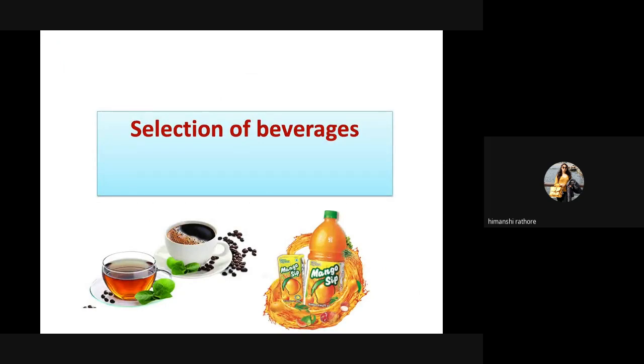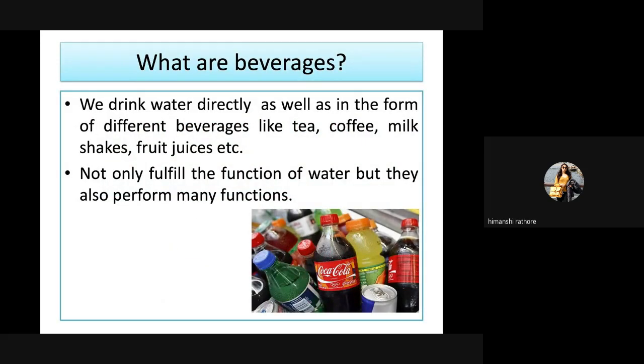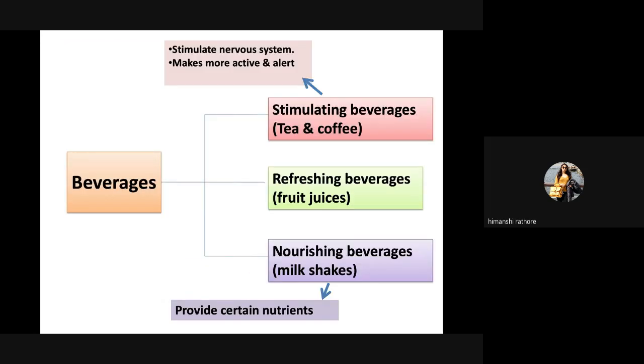Then we talked about beverages. What are beverages and what types of beverages are available? Like stimulating beverages, under which tea and coffee come, refreshing beverages under which fruit juices come, nourishing beverages under which milkshakes and all that come. And there is a fourth category under which carbonated drinks come.